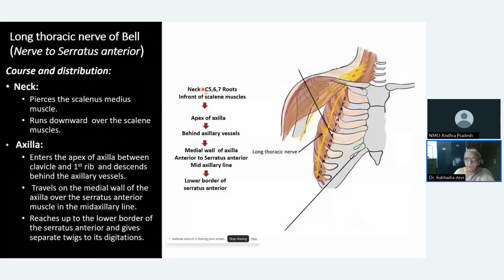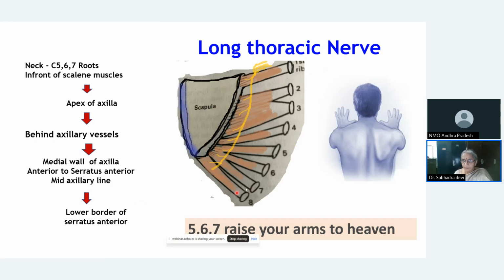Then, to see how it traverses, you can have a flow chart like this, where it starts and enters the apex of the axilla, traverses behind the axillary vessels, then goes along the medial wall of the axilla, giving distribution to all the 8 digitations up to the lower border of serratus anterior. That's how you can plan, so that this will reduce your time, and then you will be able to answer the question appropriately. You can also draw a simple diagram with this. So remember: 5, 6, 7, raise your arms to heaven.